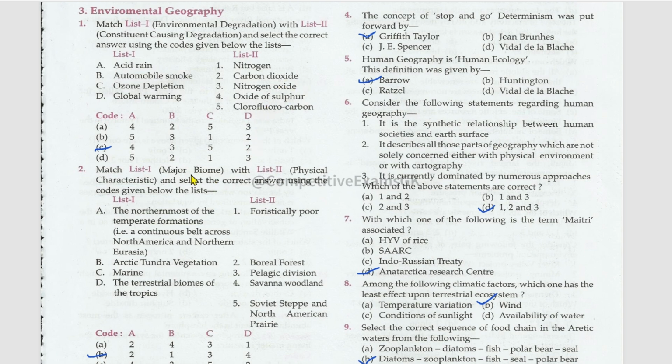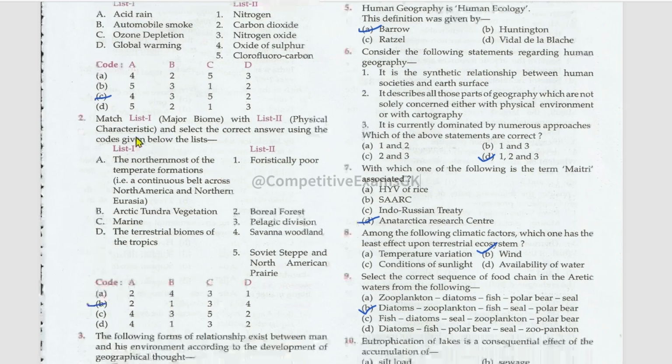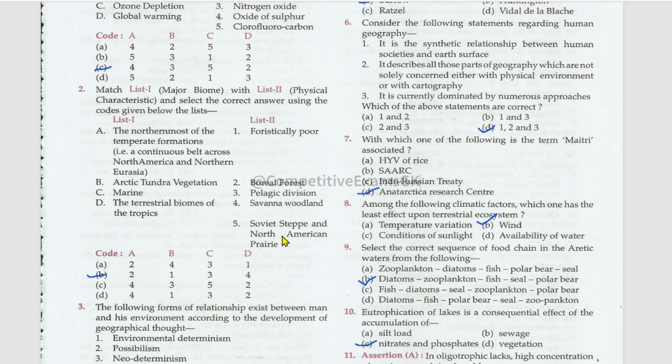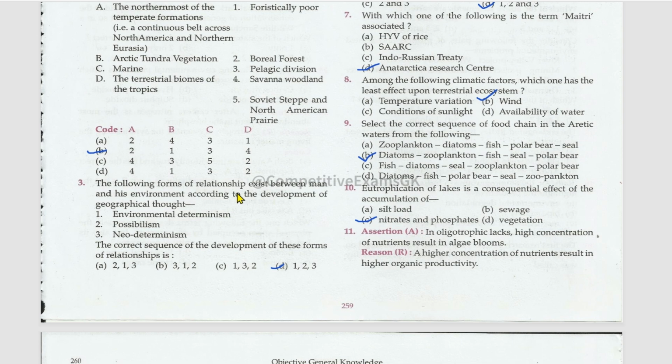Next matching: list one is to know the major biomes and list two is to know the physical characteristics. The northernmost of the temperate formations are boreal forests, that is a continuous belt across North America and northern Eurasia. Arctic tundra vegetation is floristically poor. Marine, that is pelagic division. The terrestrial biomes of the tropics, those are savanna woodlands.